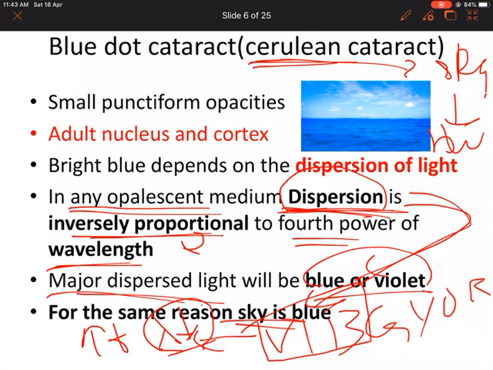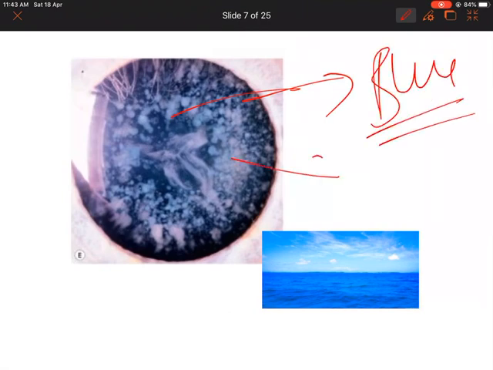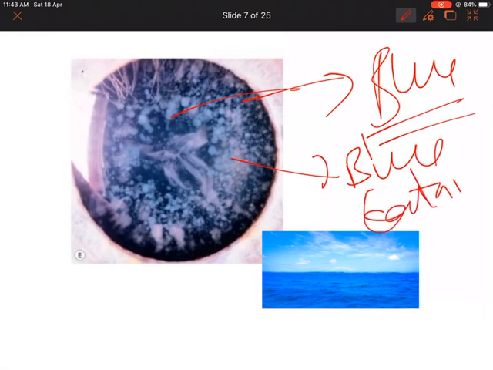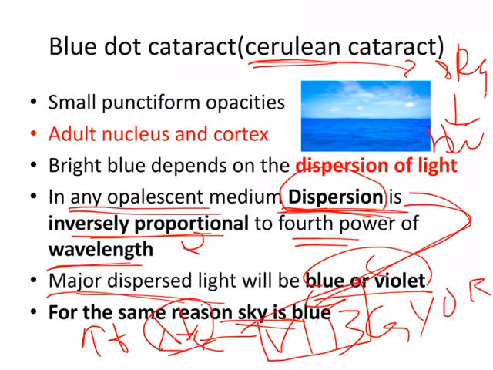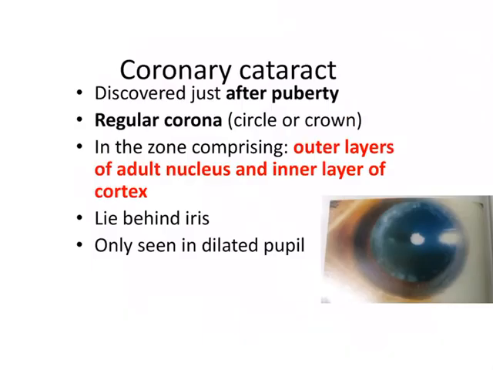Similarly, we have a cerulean cataract wherein opalescent opacities disperse the blue light and tend to appear as a blue color dot cataract. Okay, this is called a cerulean cataract. See, minute opacities with blue color. This is the way to identify this cataract.